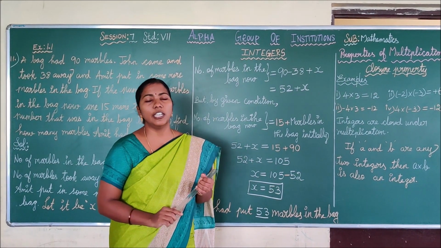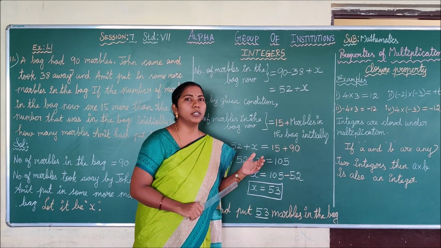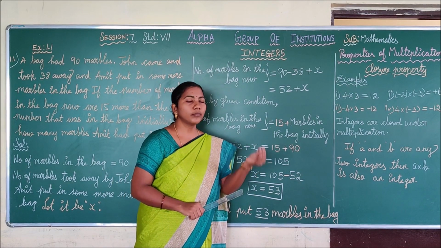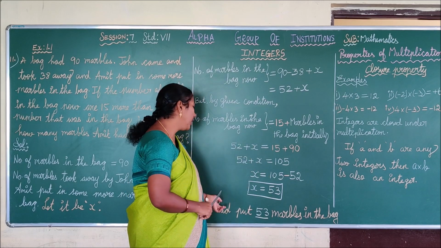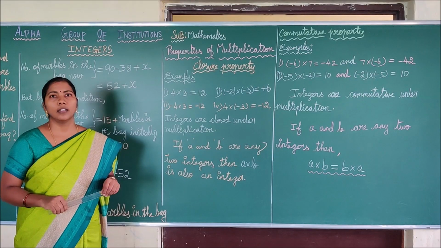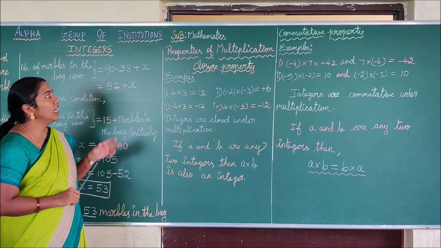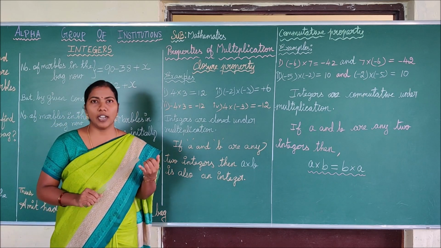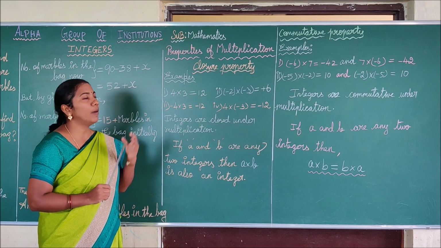It's clear, children. Initially we have 90 marbles. John took away 13 marbles. Amit had some marbles. And using the given condition, we have found out that Amit had 53 marbles in the bag. It's clear. Next we are going to see properties of multiplication. Already we have seen properties of operation addition and subtraction. Next we are going to see properties of multiplication.